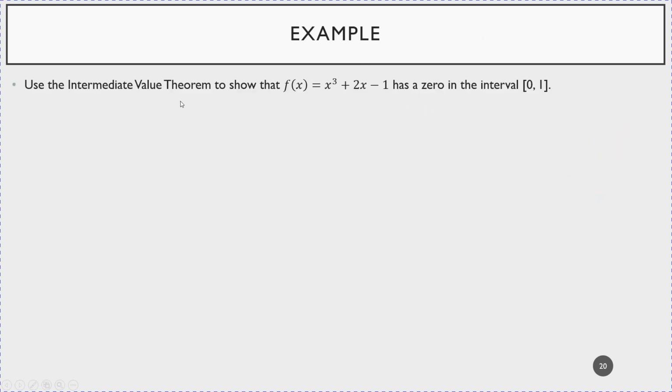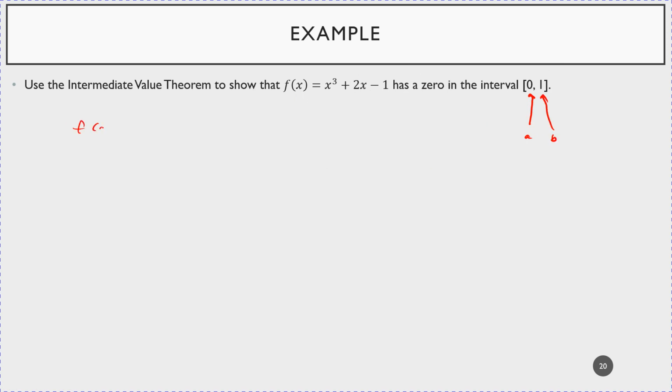All right, so let's look at this. Use the intermediate value theorem to show that f of x, which is equal to x cubed plus 2x minus 1, has a 0. Okay, so that means it has an x-intercept in here. Okay, an x-intercept between 0 and 1. So look, this is my a, and this is my b.